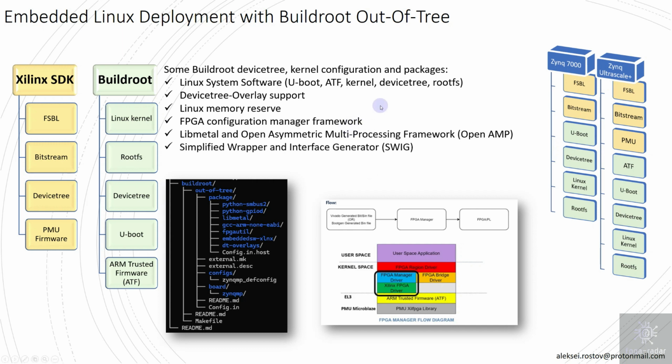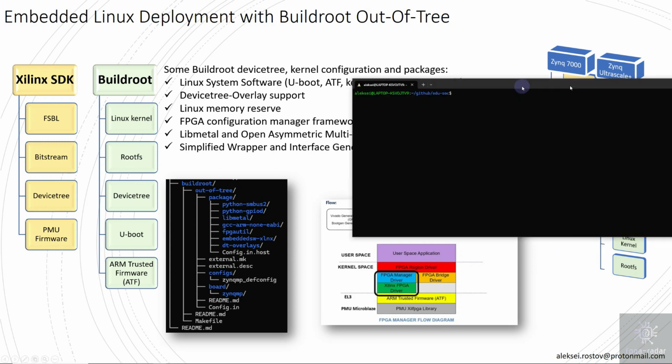And finally, it's a simple wrapper interface generator, Zynq. So basically, my Buildroot build is a host for this Zynq. I'm using this Zynq on this host in order to create a Python wrapper and to use all C low-level applications in a Python environment.